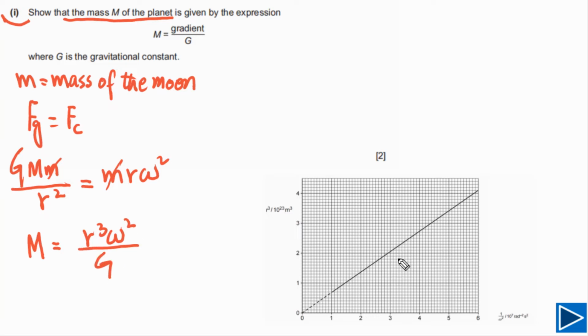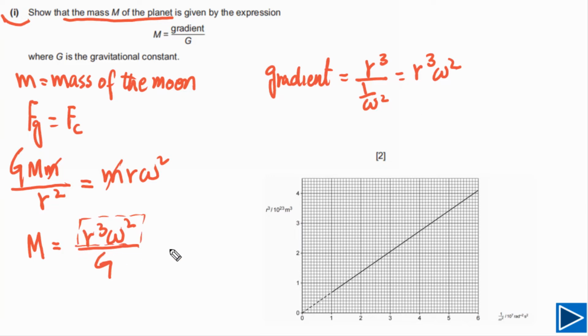Now if you look at the gradient of this graph, gradient is equal to r cube divided by 1 over omega square. If we simplify this one, we can write down gradient is equal to r cube times omega square. So if we look at this expression, this is equal to gradient, so simply we can replace this one with gradient. That's all what question is asking us to find out. So we can say mass of the planet is equal to gradient divided by universal gravitational constant. So if we have done this one, you will get 2 marks.